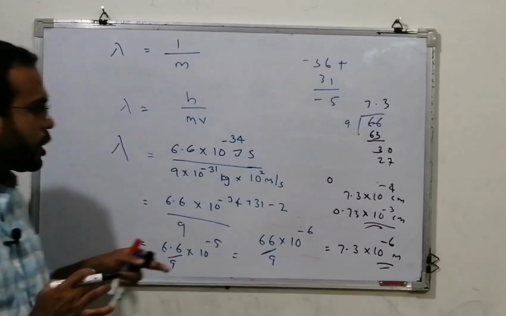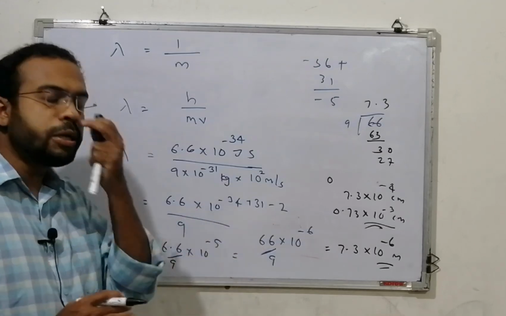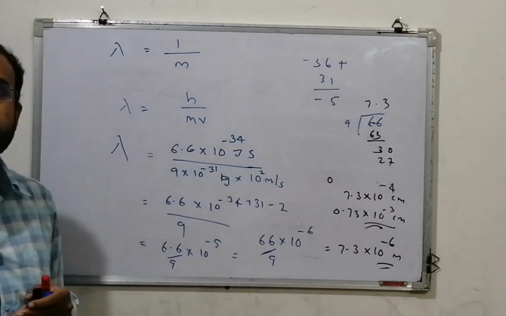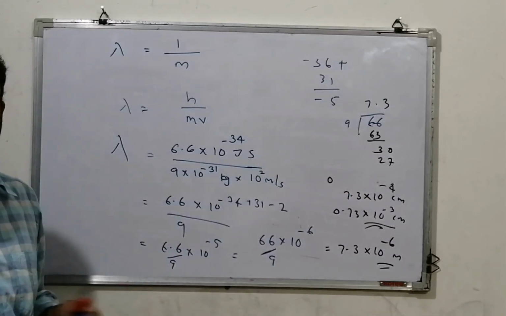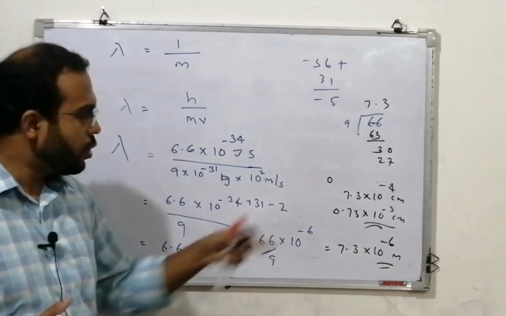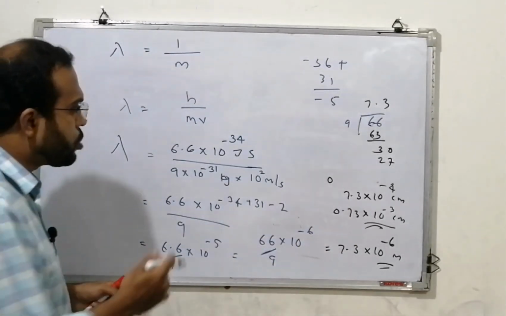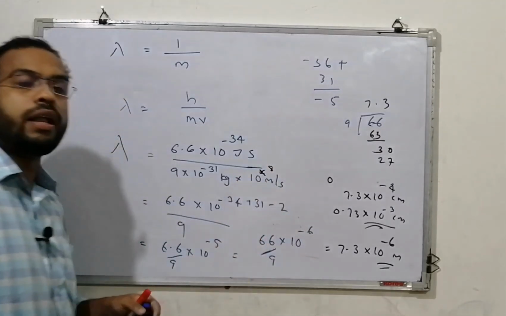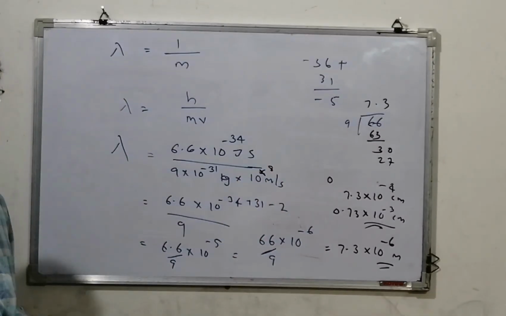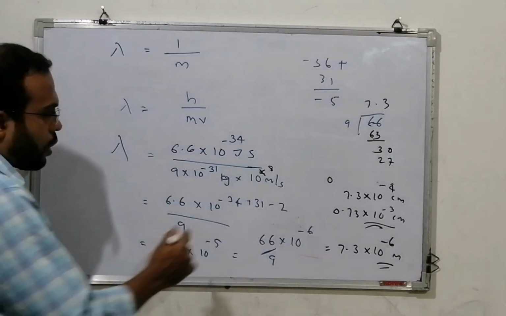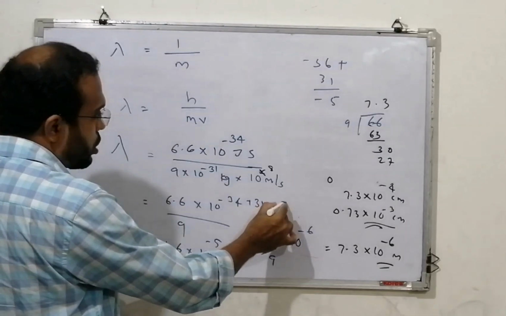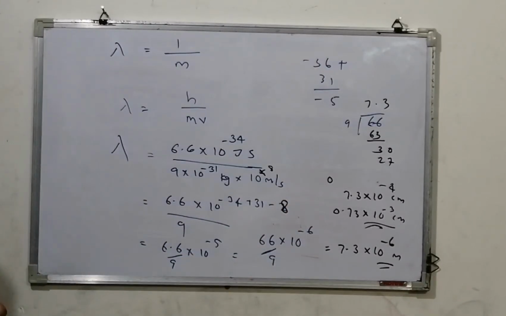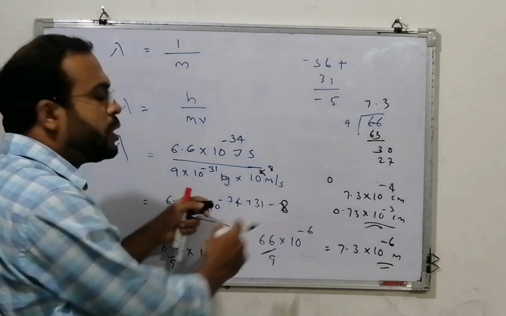An electron, suppose an electron moving with 100 meter per second velocity. This much is its wavelength. It's not negligible. Now, suppose it moves with the speed of light. Suppose the electron is moving with the speed of light. Here it will be minus 8. This value will be changed.